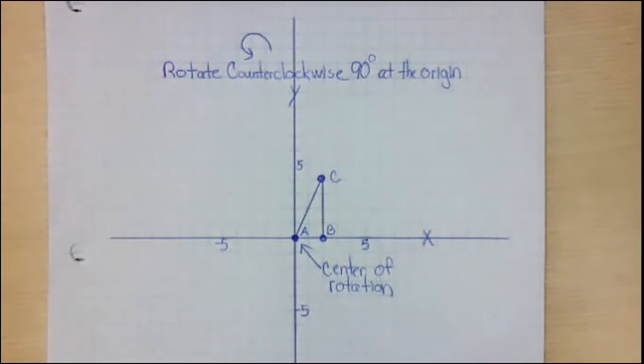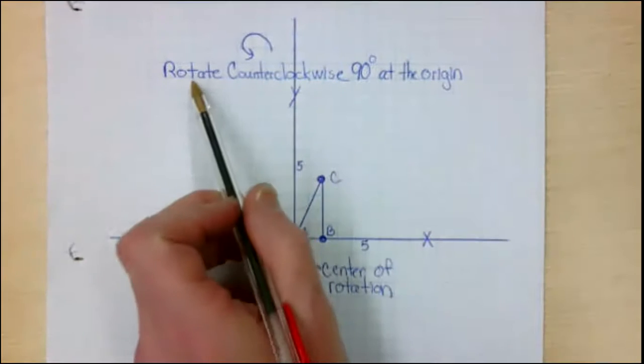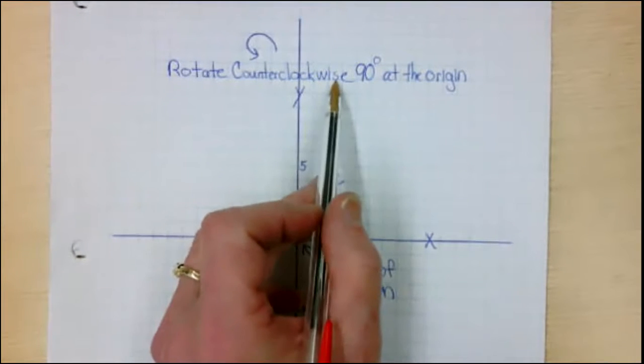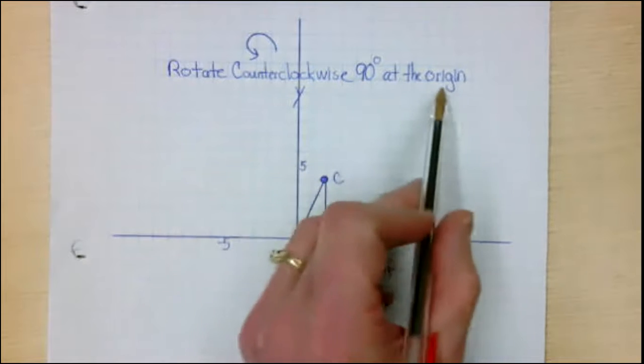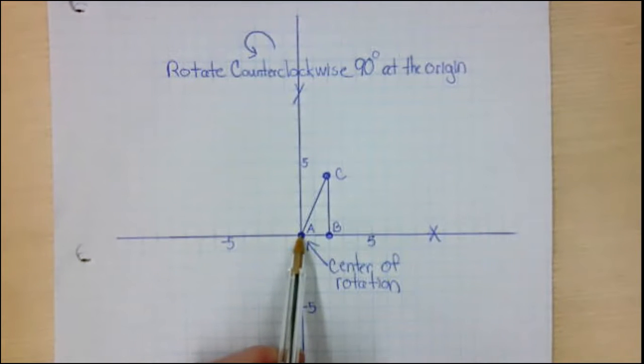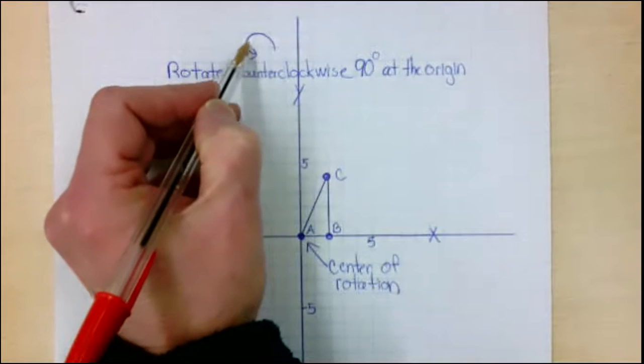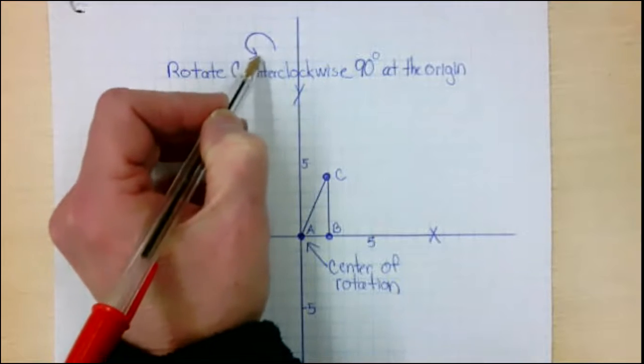Okay, we are going to take this triangle, and this is page 291 in your book as well. We are going to take the triangle you see here, the pre-image, and we are going to rotate it counterclockwise 90 degrees at the origin. So here's the origin. Counterclockwise, you have to think backwards about the way that a clock face would go. So this is the backwards way. A clock doesn't go this way, does it? It goes the other way.